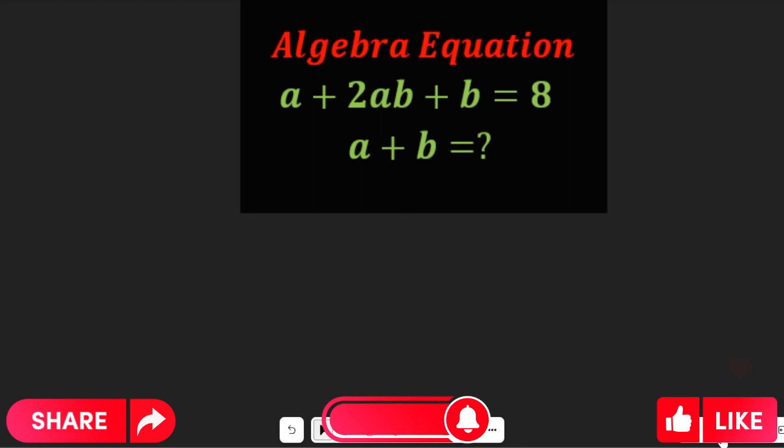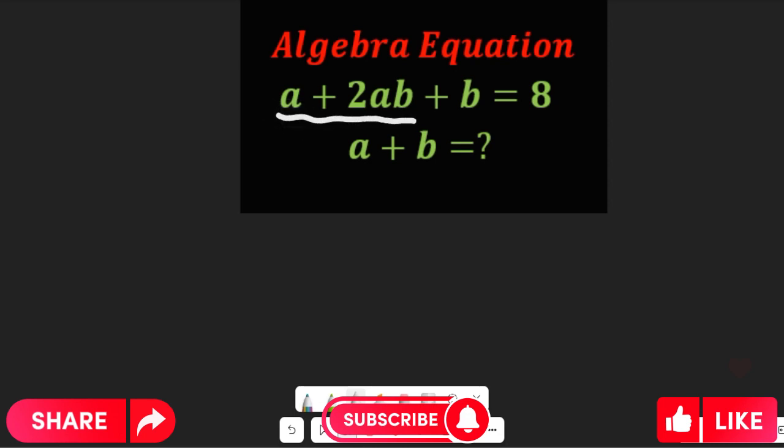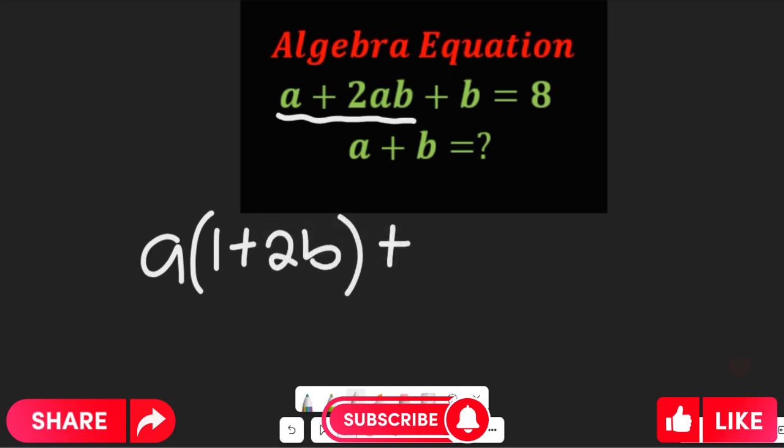Now let's get started. From this expression, you see that there is a common term between these two expressions. So we are going to bring out the first common term, a, and this will become 1 plus 2b. And this will be plus b equal to 8.